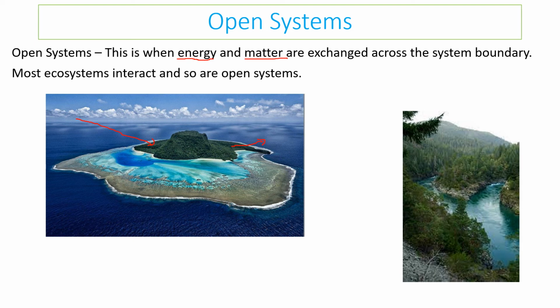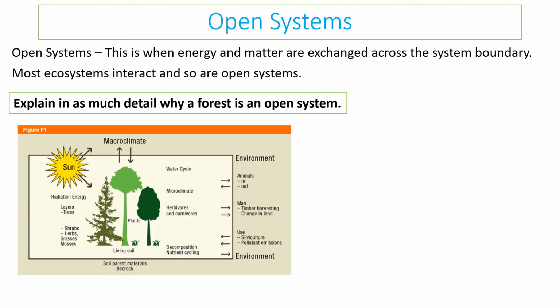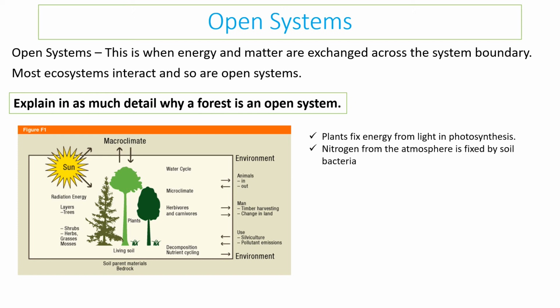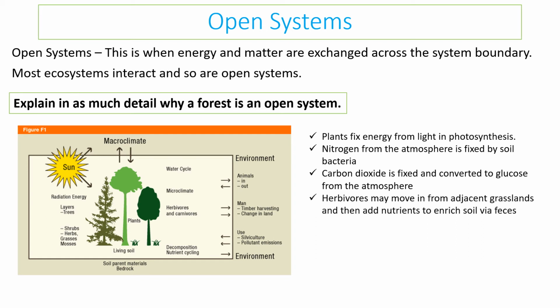A question that often comes up is: explain in as much detail as possible why a forest is an open system. These are just some of the answers you could have. Plants fix energy from light in photosynthesis. Nitrogen from the atmosphere becomes fixed by soil bacteria, which can then be absorbed by leguminous plants, and that introduces nitrogen into the food chain. Carbon dioxide is fixed and converted to glucose from the atmosphere in photosynthesis, so it comes out of the atmosphere into the solid material of the plant and the biomass.